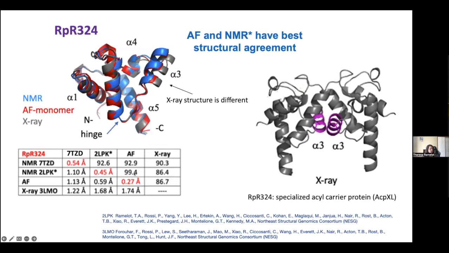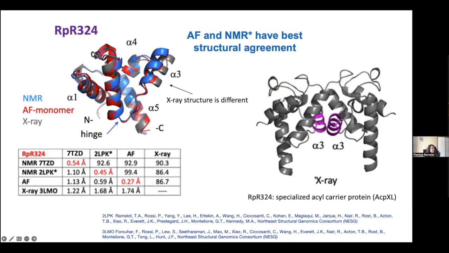The GDT score of 99 is very good, and also the RMSD of 0.59. But we also see that the X-ray structure here is 86, and the RMSD between the X-ray and AlphaFold is 1.74. So it turns out that the X-ray structure has some slight differences in the structure.